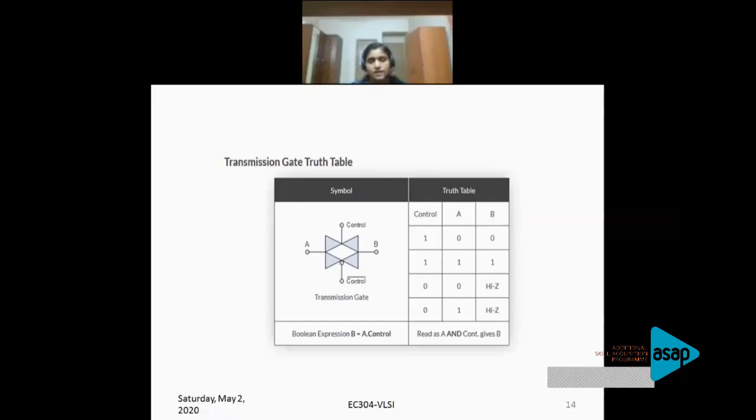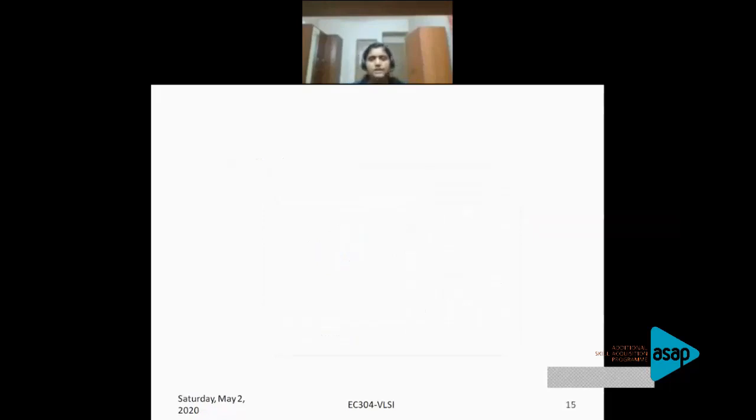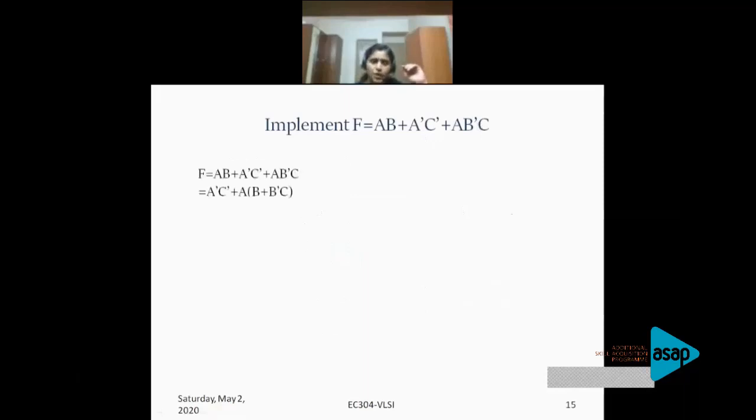Okay, so we have just seen how to implement circuits using transmission gate also. We'll see one more circuit. Say I give an equation, implement F is equal to AB plus A bar C bar plus AB bar C using transmission gate. Okay, so in order to implement that, I just go one step further. If I see here, it is A B plus A bar C bar plus A B bar C. So for the first and the last term, A is common.